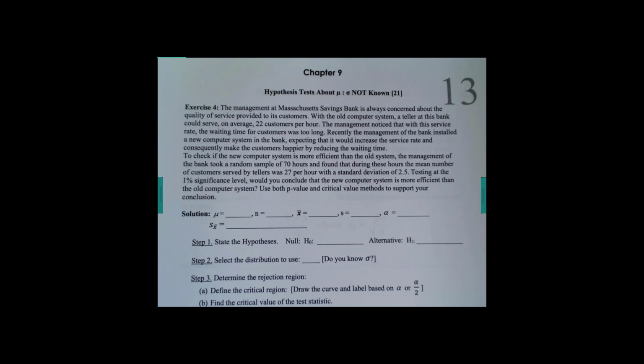I want to give you a chance, though, looking at the p-values and using the t-table. So try this one, and then come back and see how much of it you got right when you listen to the explanation.